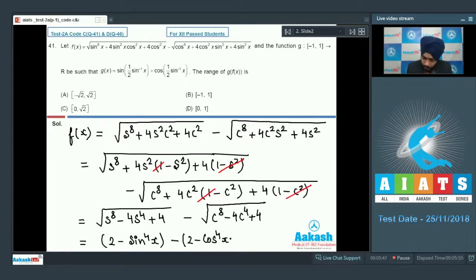which will give you, this 2 is cancelled, cos^4 x minus sin^4 x, that is (cos^2 x minus sin^2 x) into (cos^2 x plus sin^2 x), and that is ultimately equal to cos 2x. So this big function is simply reduced to cos 2x. Okay, let us now simplify g(x).